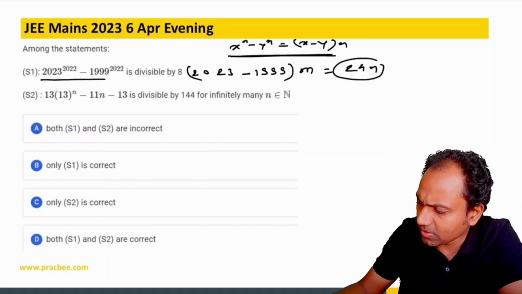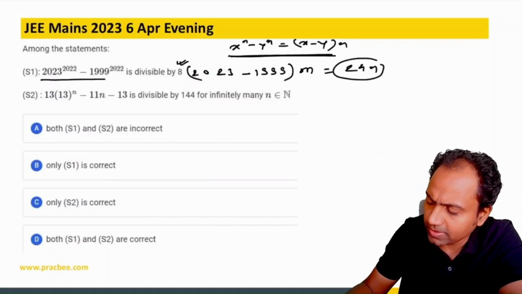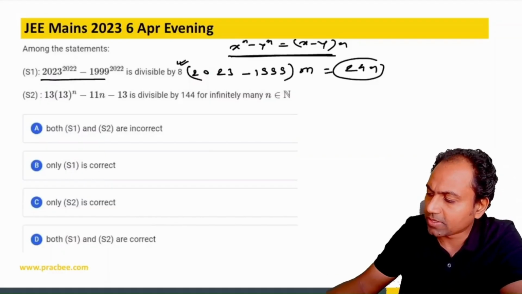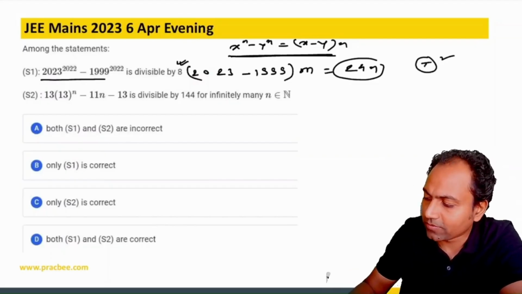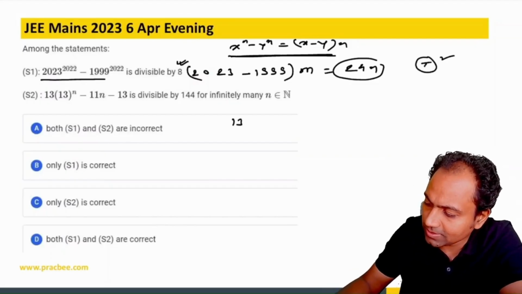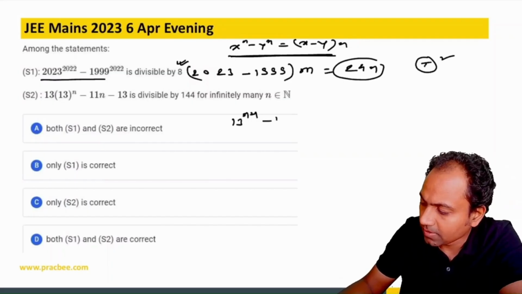So if it is a multiple of 24, obviously it will be divisible by 8. So this first statement is correct. So this one is true. There is no problem. If I move to the next part, what is given to me is 13 raised to the power n plus 1 minus 11n minus 13.